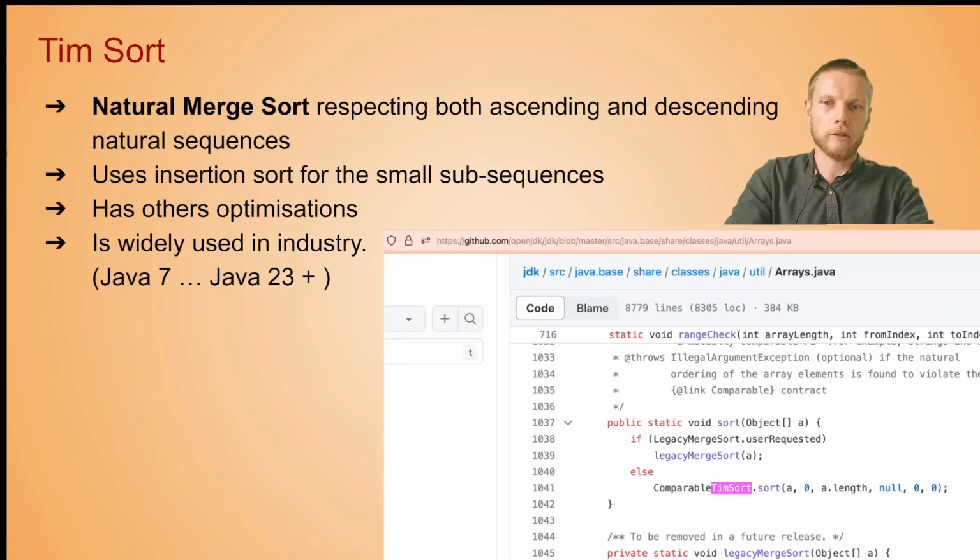The last topic I'd like to cover is Tim sort. Tim is an engineer who researched the merge sort and created an algorithm with multiple optimizations. It's based on natural merge sort, which respects both ascending and descending natural sequences. It uses insertion sort for the small subsequences and has a lot of other optimizations. And this sorting algorithm is so good that it is widely used in industry. For example, here is the source code of Java OpenJDK, and we can see that it has this Tim sort. It has been used in Java since Java 7 up to the current version of Java, which is 23.